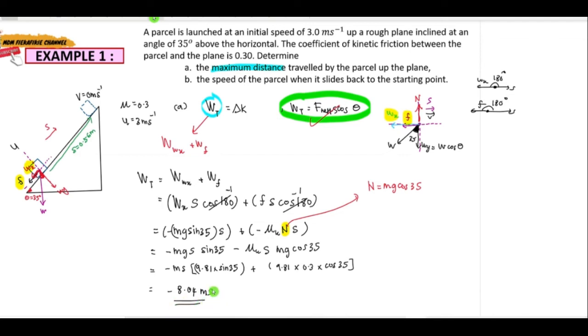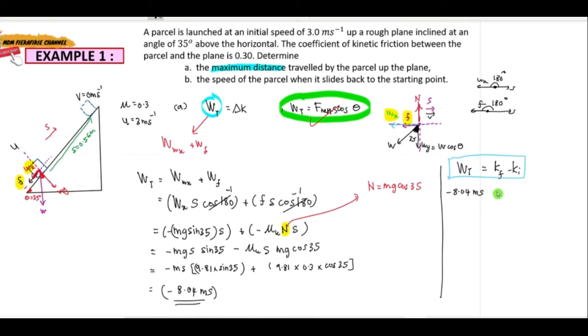Okay, in terms of m. So now, W total, look at here, W total equal to K final minus K initial, delta K. So delta K, kita buat peta sikit. So W_T is equal to negative 8.04 m. Okay, kita tulis dekat situ.